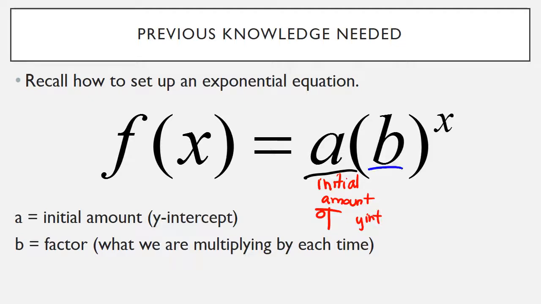The b value, that was considered our factor. It's the amount we're multiplying by each time. So it's the change that we're seeing each time. So these values still matter and are still going to be included. x is our x-axis value, and then f of x, often referred to as y, is going to be our answer, our total.